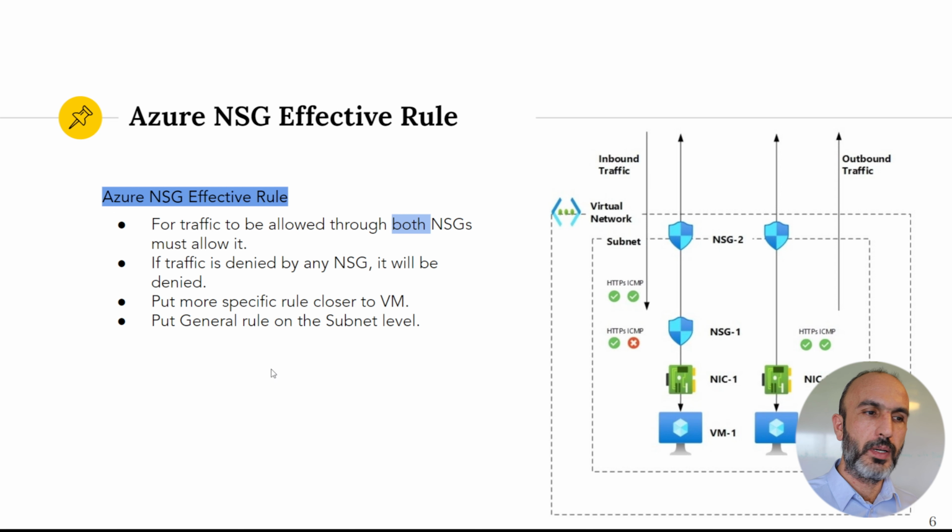So as a rule of thumb, put the very specific security rules closer to your resource. In our case here, we wanted to deny ICMP traffic to VM1. So that rule, we put it on the NSG closer to VM1, which is NSG1. And the general rules should be put on the subnet level. So now that we are ready, let's see how we can implement this on the Azure portal.